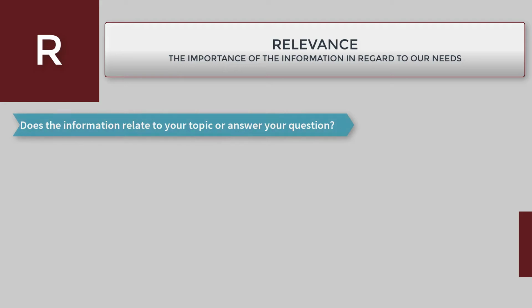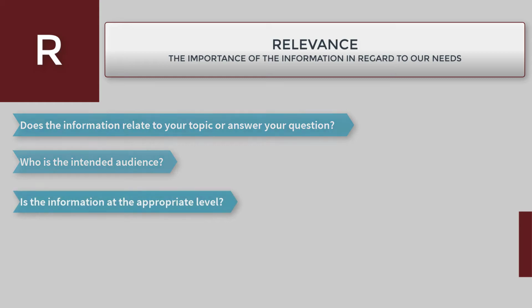While this question may seem basic, in that you might not be spending time evaluating a resource if it wasn't relevant to your research question, you might find that irrelevant resources slip through during early research stages. Next, who is the intended audience? Is the information at the appropriate level? In other words, is the resource intended for elementary school students or advanced graduate researchers?